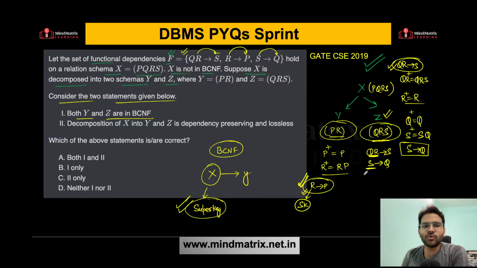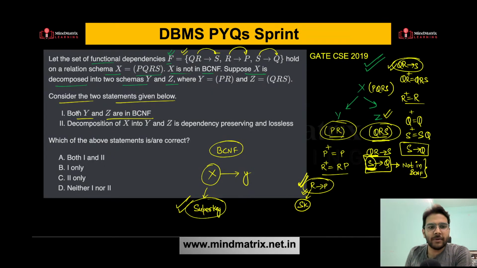But is S a super key? Carefully see this functional dependency. Is S a super key? No, it's not a super key. Why? Because if you find the closure of S, you are not able to get all the attributes of this relation. So due to this, you can say this is not in BCNF, because S is not a super key, right?